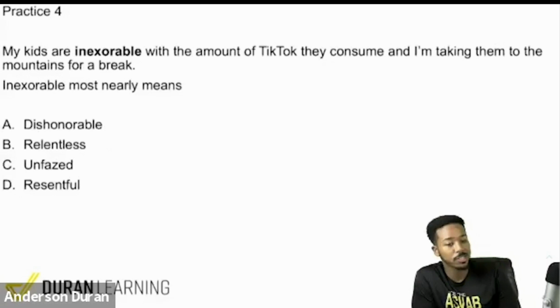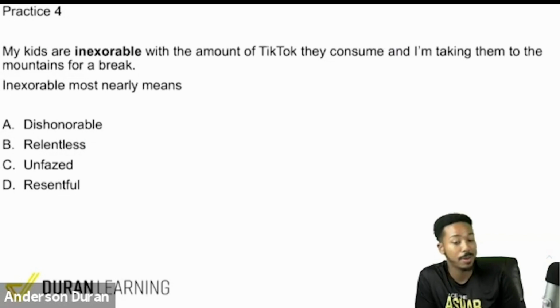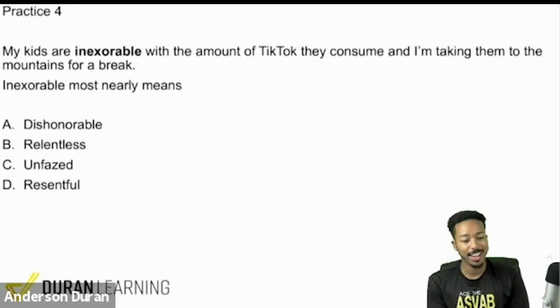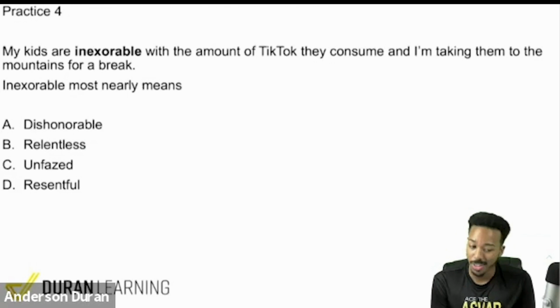My kids are relentless with the amount of TikTok they consume. My kids are unfazed with the amount of TikTok they consume. My kids are resentful with the amount of TikTok they consume. Do kids look like they are resentful of TikTok if they're addicted to it? Nah, man. You may think my kids are unfazed or my kids are relentless. Dishonorable doesn't really fit the bill here, right?